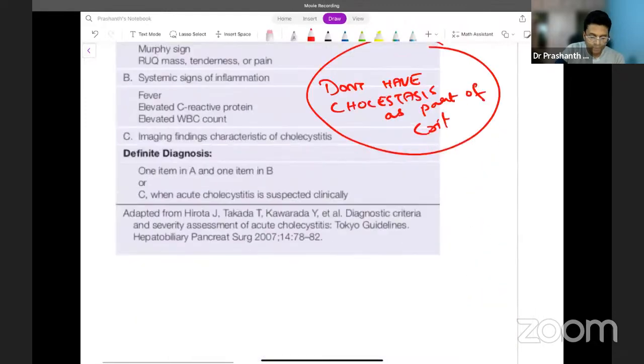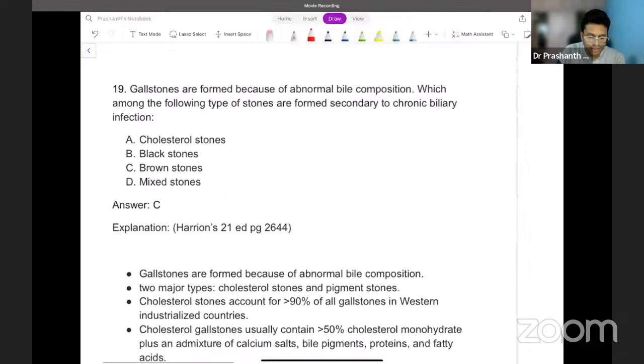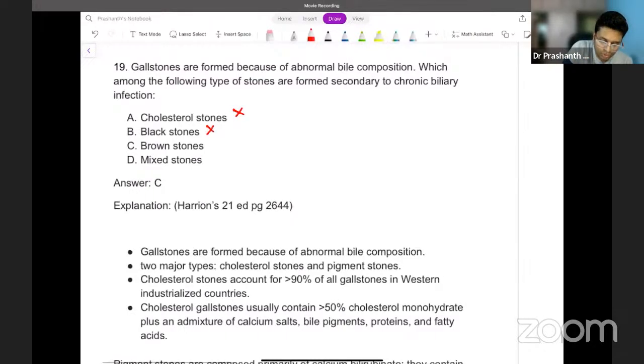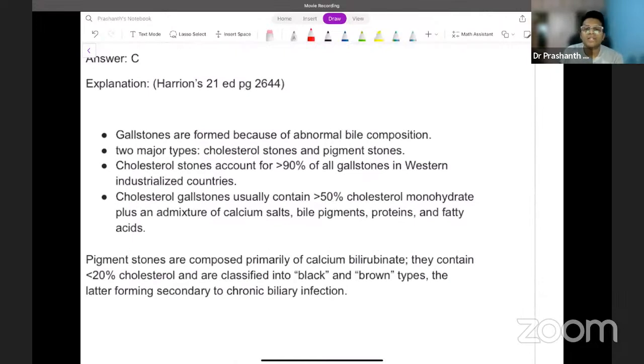concepts. Okay, yeah. So next is this simple question again: gallstones are formed because of abnormal bile composition. Which among the following types of stones are formed secondary to chronic biliary infection? Is it cholesterol stones? No. Black stones? No. Brown stones? Yes. Mixed stones? Maybe. So what you should know is the different types of stones, and infection generally leads to a specific variety of calcium bilirubinate stones called brown stones. Okay. Hemolysis more causes black stones.